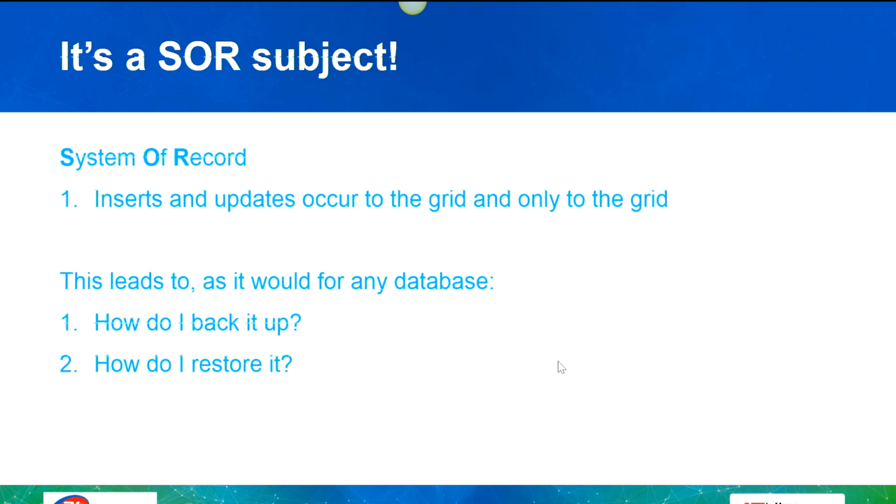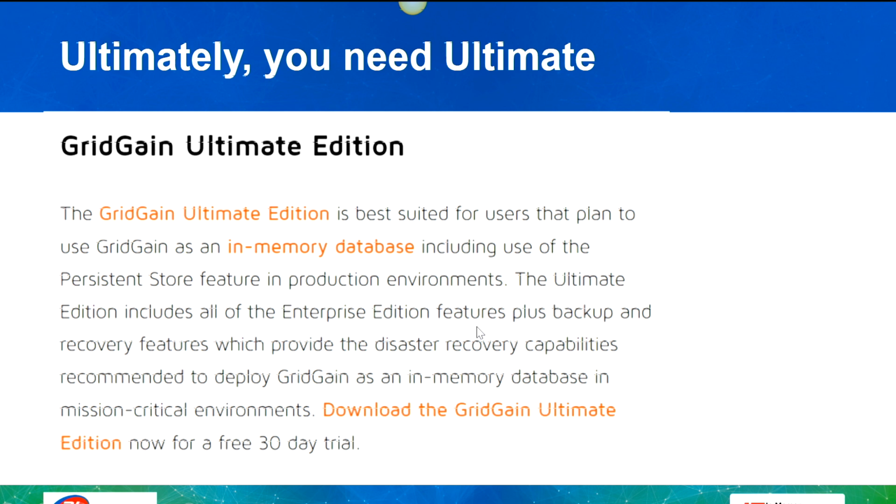But what does that mean? Well, if you're going to use it in that capacity, you've got to ask yourself questions that you would ask for any database. How do I back it up and how do I restore it? And that's where we were on the GridGain Enterprise Edition. To use it as an in-memory database, we are on the Ultimate Edition, and that gives you those capabilities.